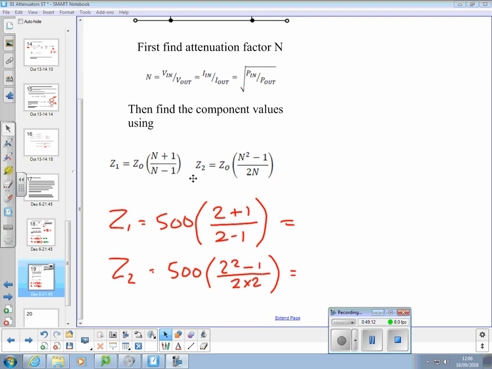Well, guys, what have we got? Z1. Ben, you got a value for me? $1,500. Everyone agree with that? And Z2, Jasmine? $375. Everyone agree with that? So if you got those two exact values, put them in a circuit in a pi design, you'd have exactly 500 input and output impedance, and you'd cut your voltage exactly in half.